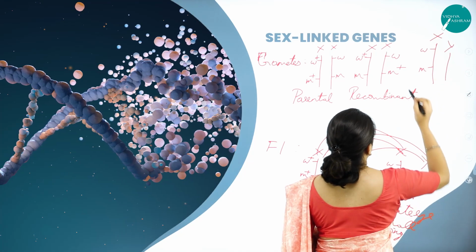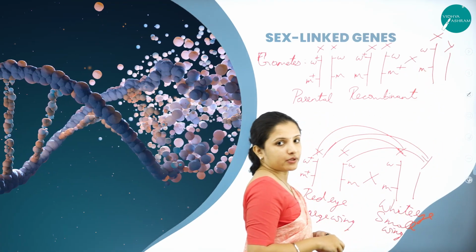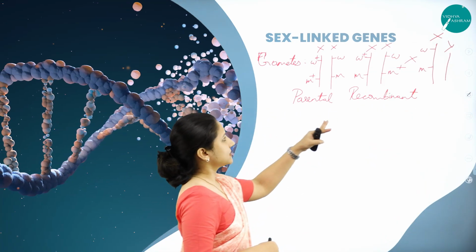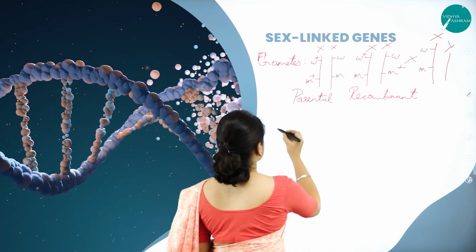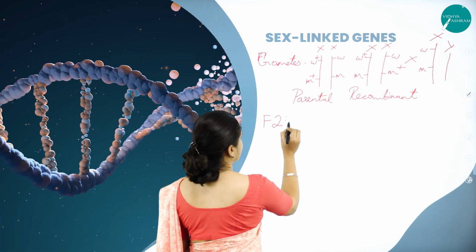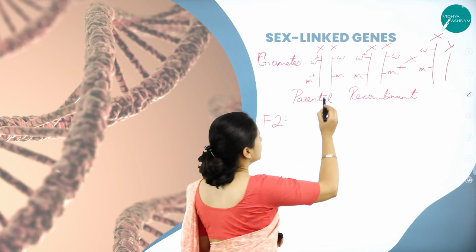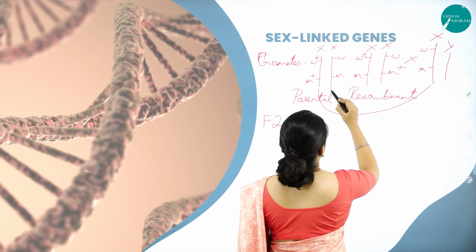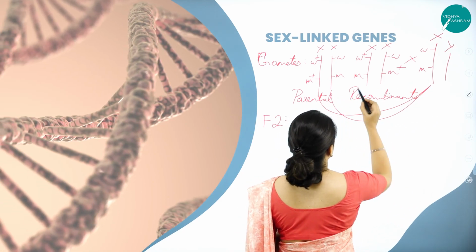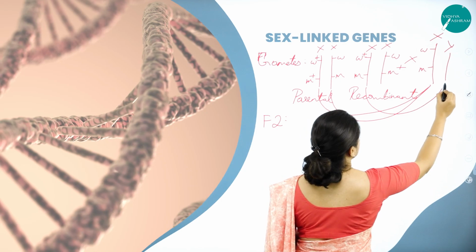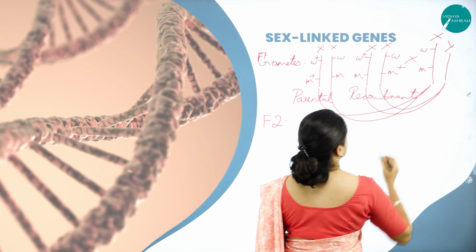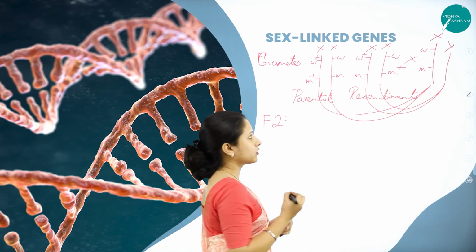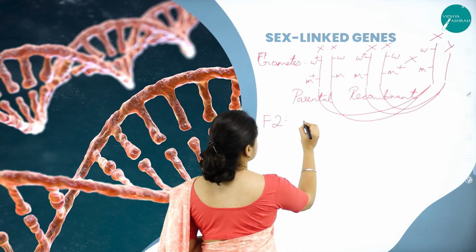So now what happens when a cross is made between these? We'll just erase this. So we shall see what happens when crossing occurs. In the F2, we shall see how the progenies will look like. The crossing of this with this, one with this again, and this with this, one with this. So now when crossing occurs, we shall see in the F2 what the progenies look like.